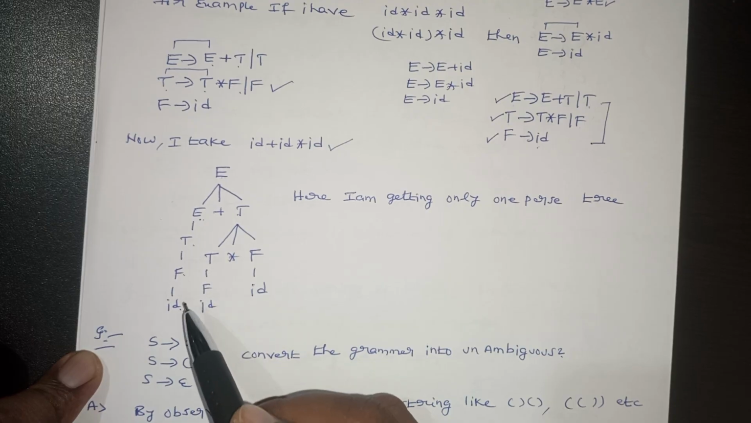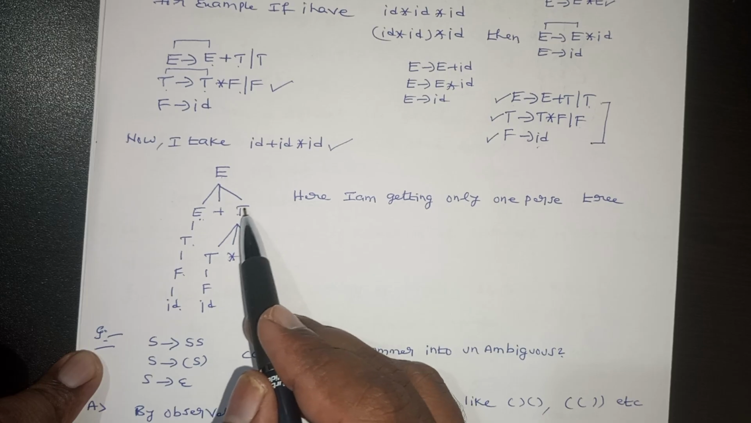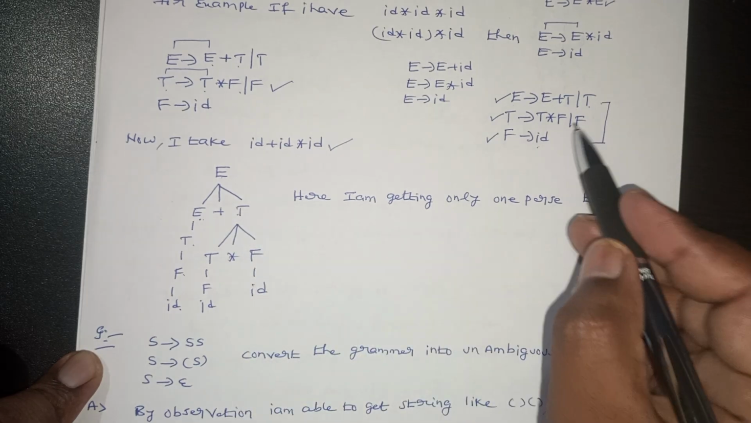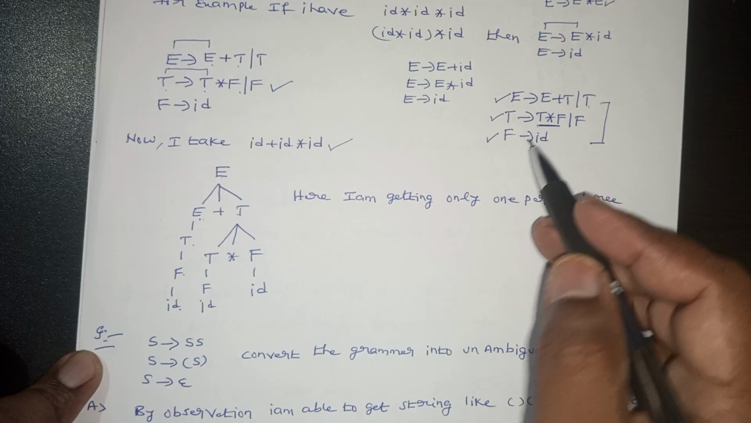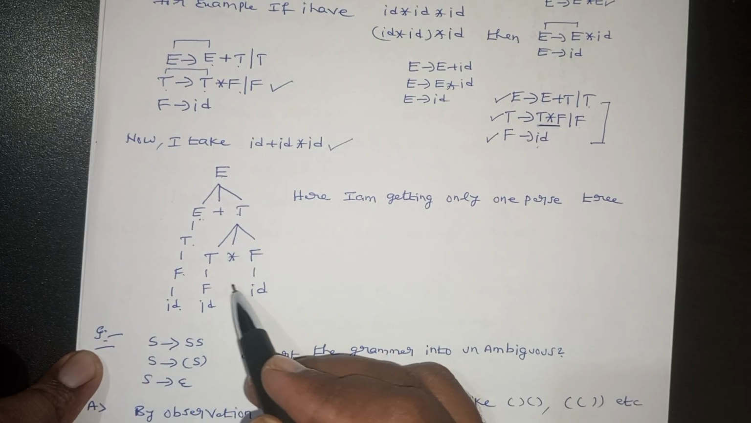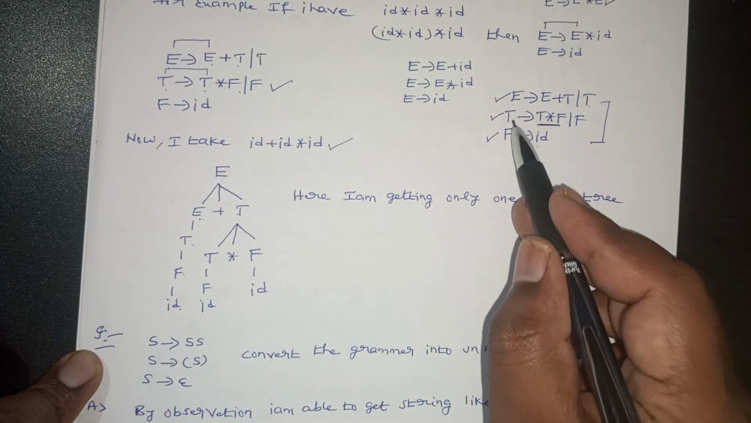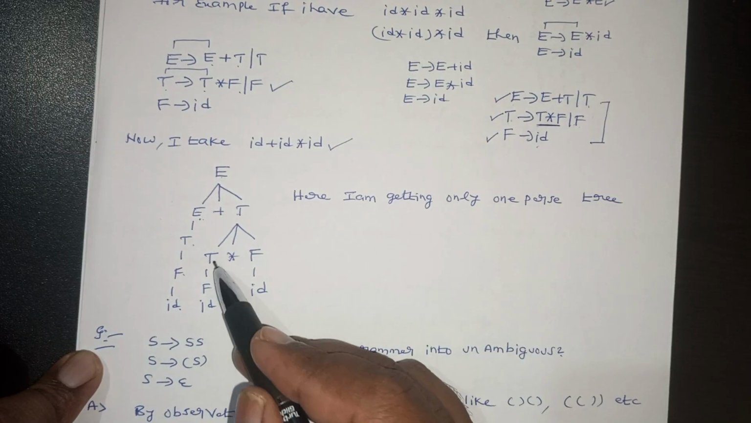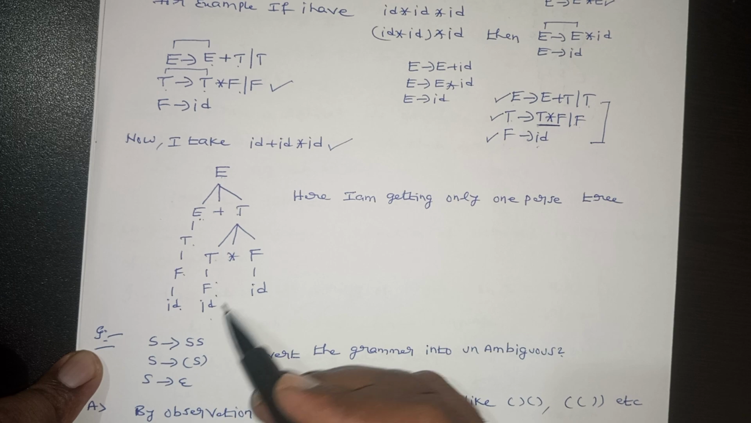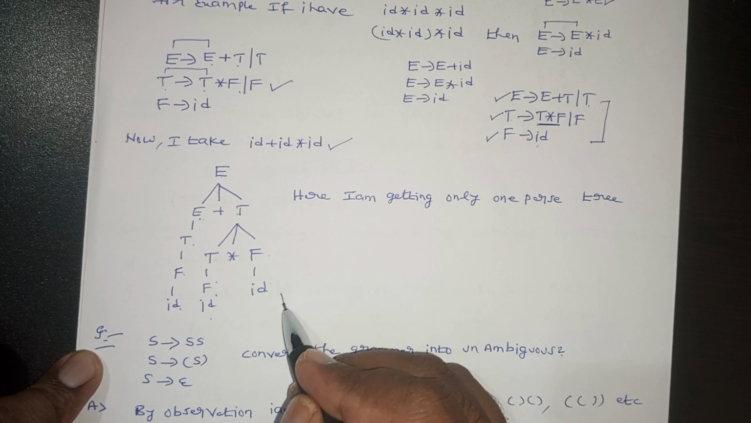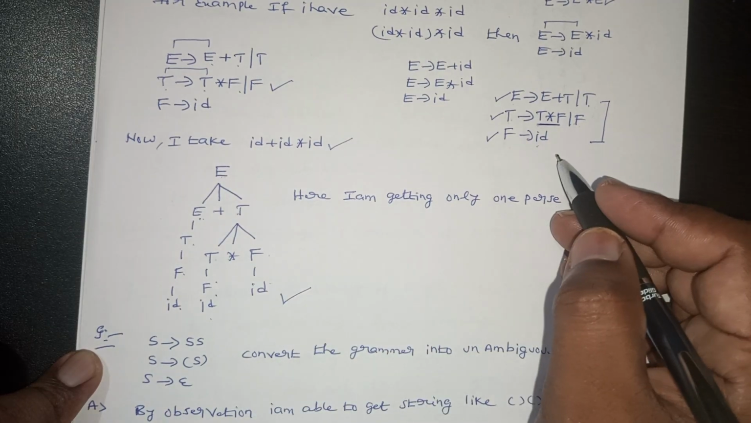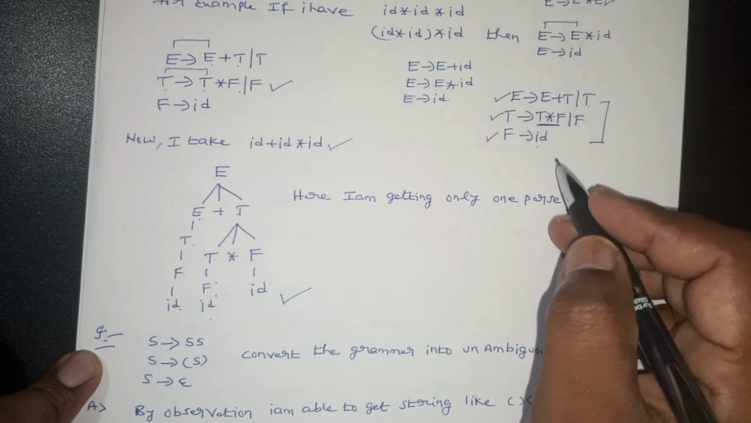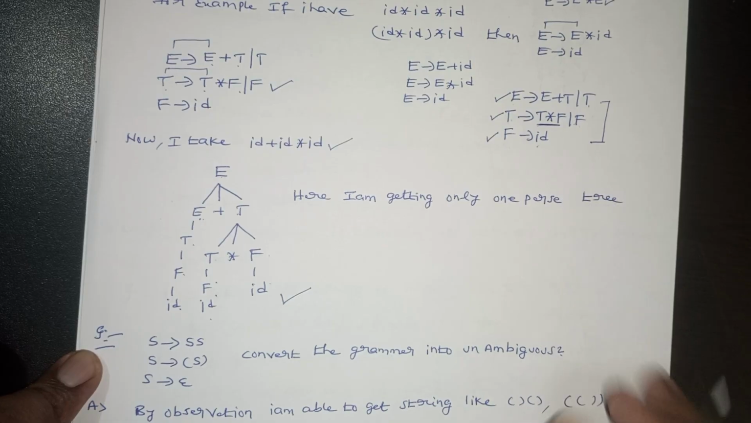Now what is the pending? So t. Now in the place of t, what you write? You write t star f. So t star f, then bypass t to the f to the id, t to the f to the id. See, by observation I am getting only one parse tree. So this is how to write the unambiguous grammar.